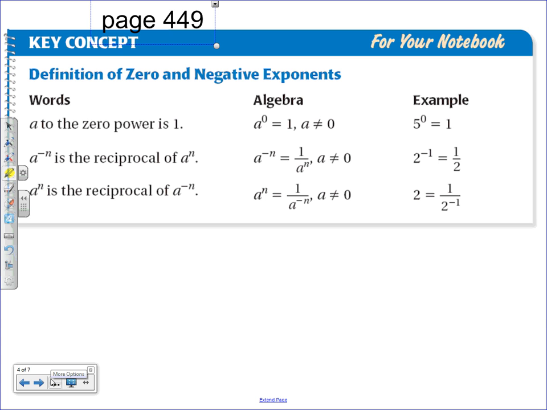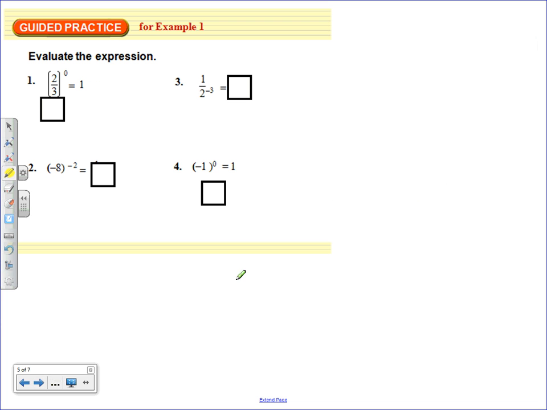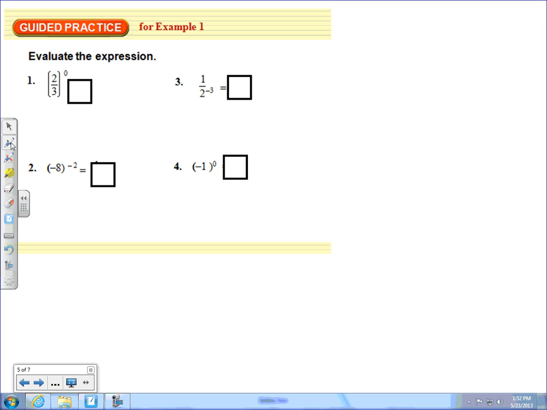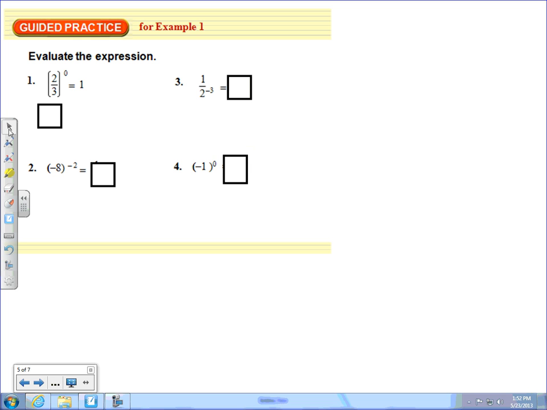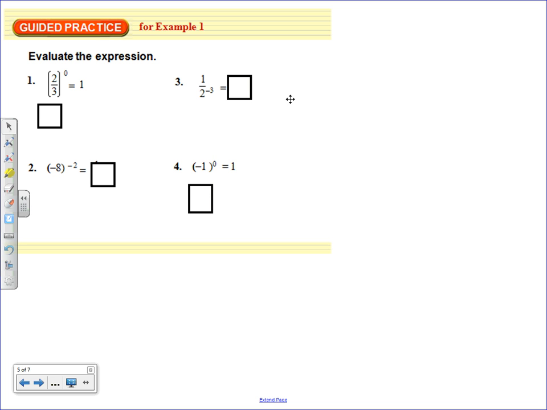This goes along with the key concepts in your book. These key concepts are on page 449. So using those key concepts, we want to talk about the examples that we have. We have 4 examples, and I'm going to focus on the first one, 2/3 raised to the 0 power. We just said anything at all raised to the 0 power is going to give us 1. I'm going to jump down to problem number 4, -1 to the 0 power. Should be pretty easy to simplify. Anything to the 0 power is 1.